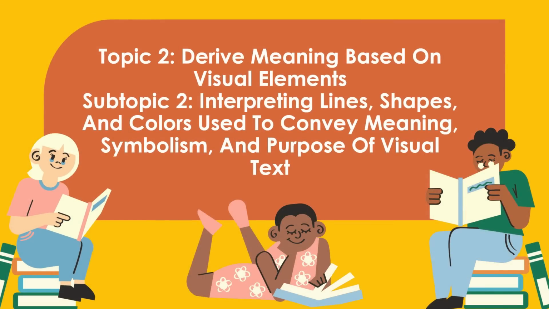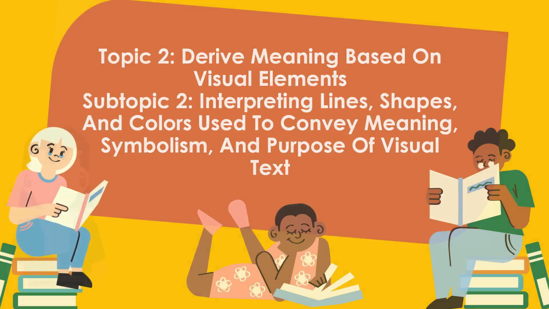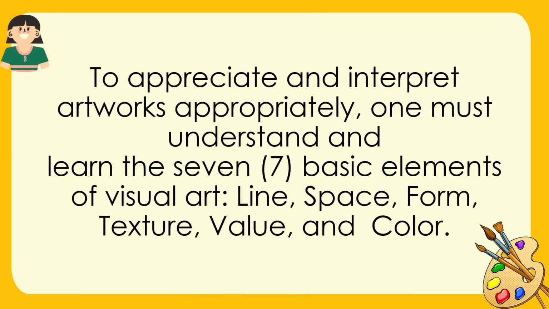Topic 2. Derive meaning based on visual elements. Subtopic, interpreting lines, shapes, and colors. Used to convey meaning, symbolism, and purpose of visual text. To appreciate and interpret artworks appropriately, one must understand and learn the 7 basic elements of visual art. We have line, space, form, texture, value, and color.